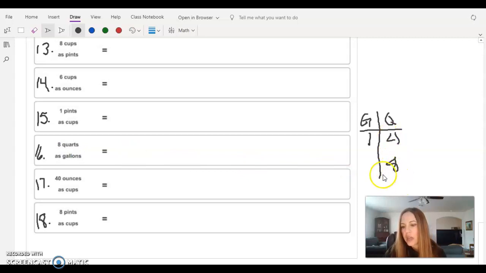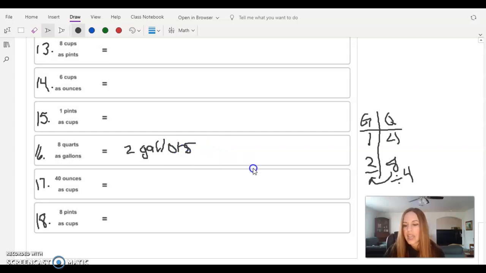And I know when I am going from small to big, I divide, and I will divide by the conversion rate, which is 4. Well, that's pretty simple. 8 divided by 4 is 2. So 8 quarts is equal to 2 gallons. Did you get that exact same number? Did you use the land of gallon or did you use a T-chart?